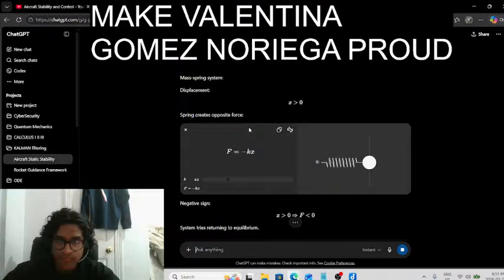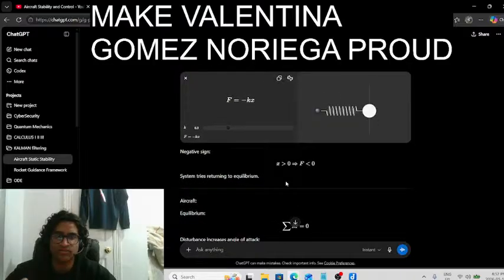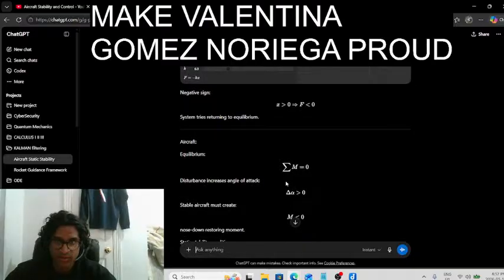So, mass spring system, the displacement is that x is greater than 0. And the spring will create the opposite force, F is equal to minus kx. Right? And because there's a negative sign, in a spring mass system, if x is greater than 0, force is less than 0. So the system will try to return to equilibrium. The main aim is to return to the equilibrium.